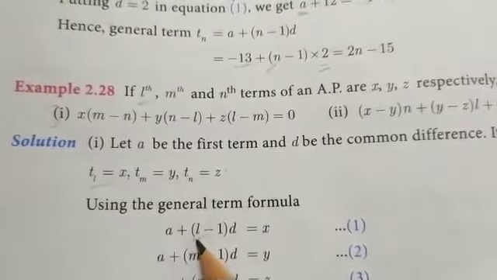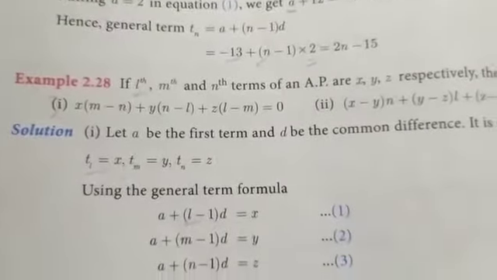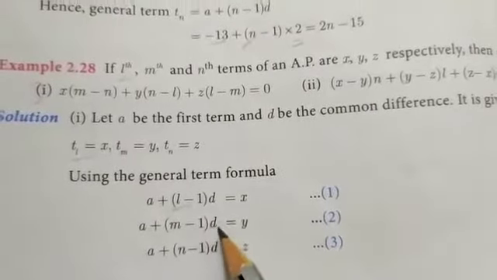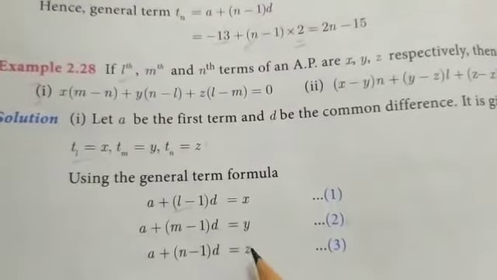That is a plus l minus 1 into d, which is equal to x. You already know this first equation. a plus m minus 1 into d equal to y. This is second equation. a plus n minus 1 into d equal to z, which is third equation.